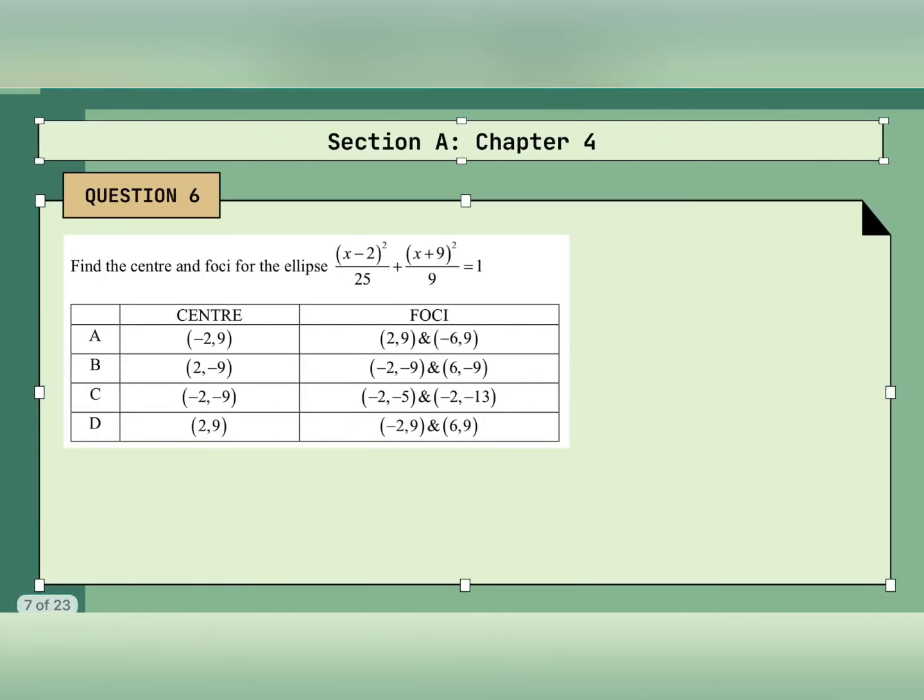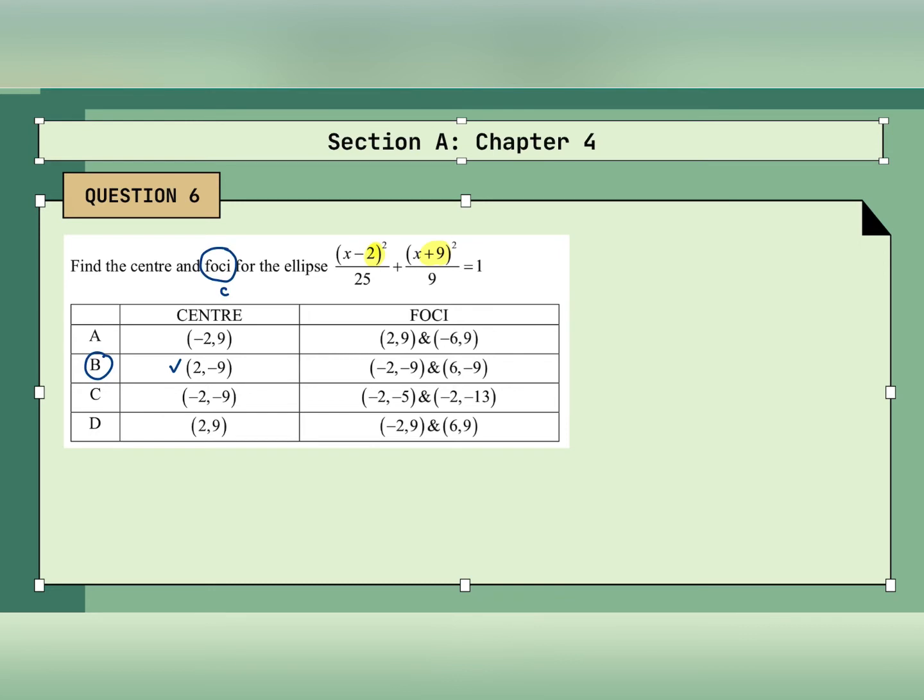Now, question number 6. Find the center and foci for the ellipse. Center kita boleh dapat daripada sini. 2, -9. So, 2, -9 yang mana? B. Tak perlu cari foci dah lah. Dah boleh terus dapat jawapan dia dekat B. Tapi let's say kalau kamu nak tahu foci tu berapa. Okay, foci kita perlukan apa?